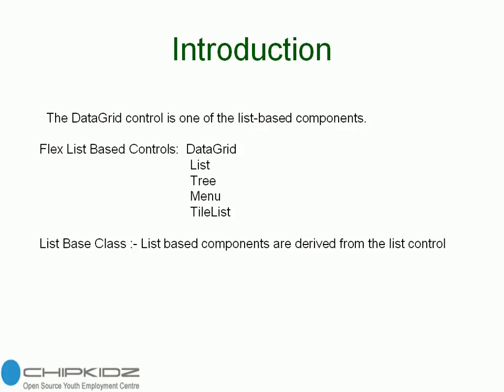Second one is a list. The list displays more than one item in a vertical form. Vertical list. Next one is the tree control. The tree control displays items in an expandable hierarchical list of branches and leaves.